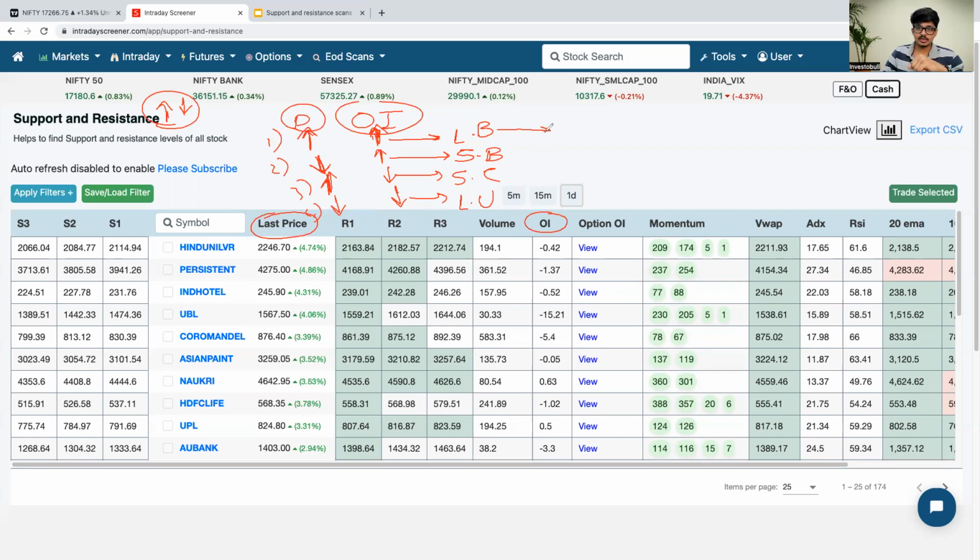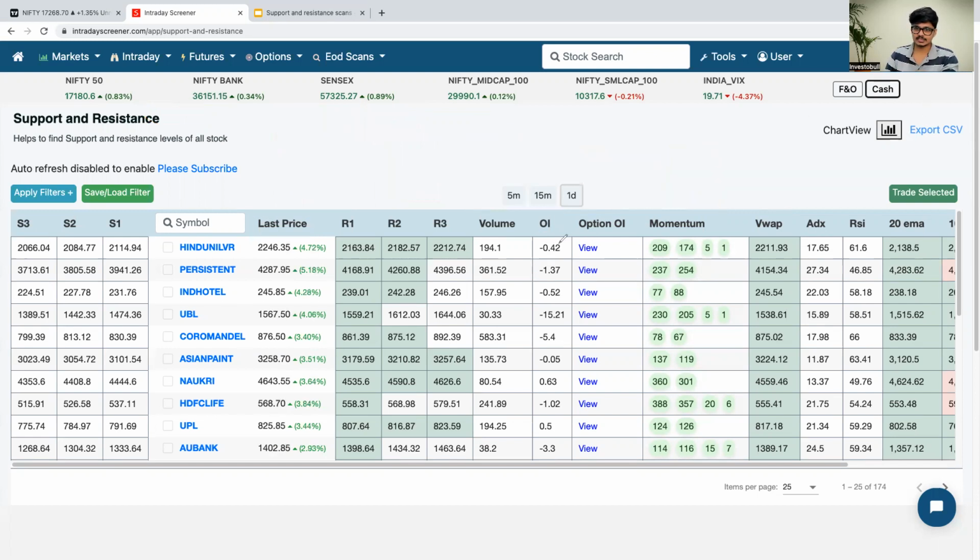So when you see a stock in which long buildup and short covering is happening, try to wait for a position where you can take a long entry in that specific stock. So buy positions would be suggested. When you see in a stock short buildup or long unwinding is happening, try to look for selling opportunities. I hope you guys are clear with open interest.